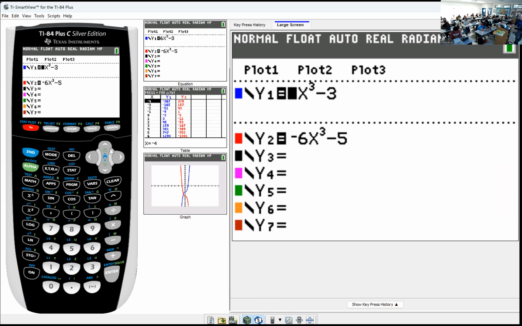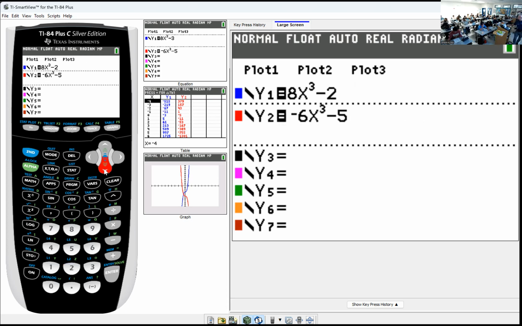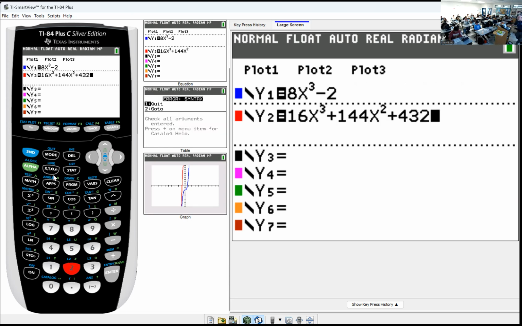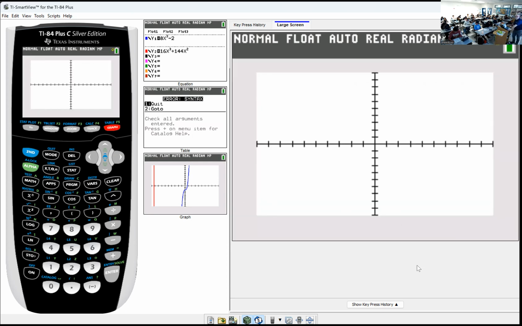So my y equals 8 x cubed minus 2. And my resulting equation turns out to be 16x cubed plus 144x squared plus 432x plus 432. And let's graph those and see what we get.